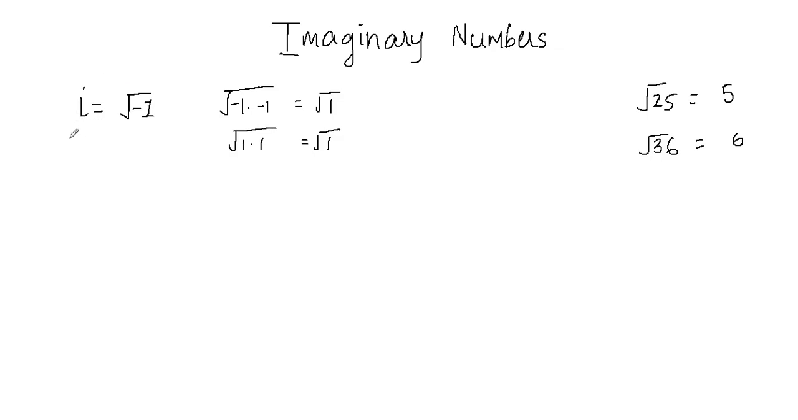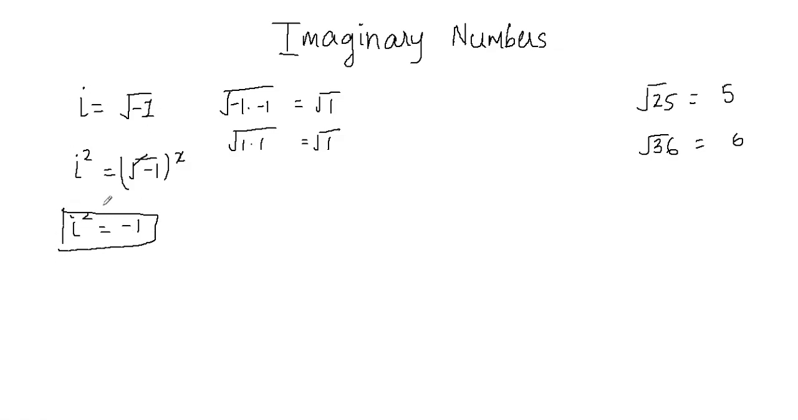Now, what if I need to find the value of i squared? Well, I can just square both sides of my equation. So if I square both sides, I'll get i squared is equal to the square root of -1, whole squared. The square and the square root are going to cancel each other out, and we'll get -1. So i squared is equal to -1, and i is equal to the square root of -1.